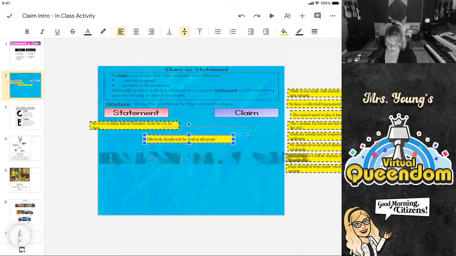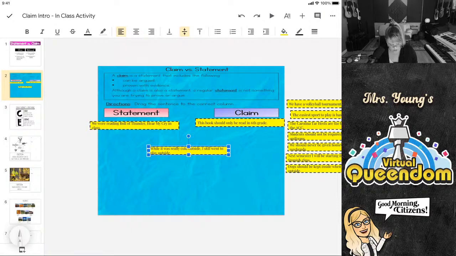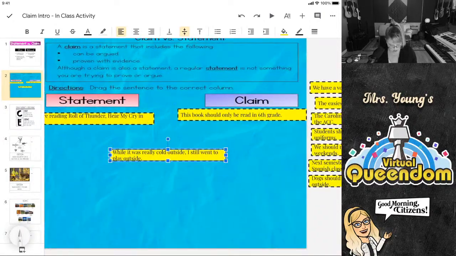What about this one? While it was really cold outside, I still went to play outside. Good job, Rah. Good job, Aiden. Good job, Kira. Sama, Alexa, good. Aya, good. Shelby, good. Michaela, good. Yes, all the statements. Why is it a statement?